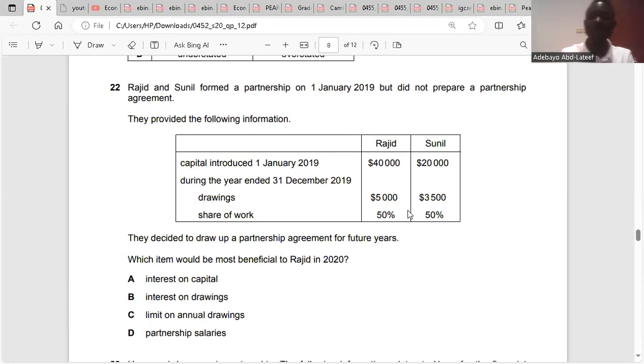Question 22. Rajit and Sonny formed a partnership on 1 January 2019, but did not prepare a partnership agreement, a deed of partners. They provided the following information. They decided to draw up the deed of partners. Which item would be most beneficial to Rajit? It is the interest on capital because Rajit has the highest capital there. So he wants to know the reward of having such capital. So the answer is A.